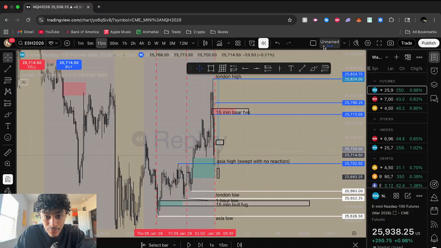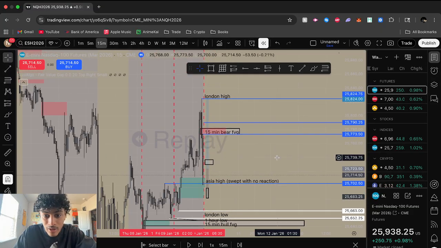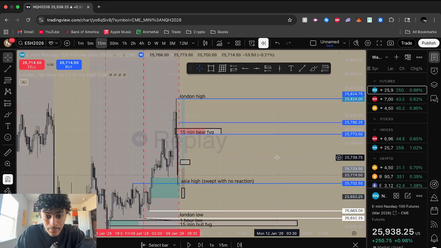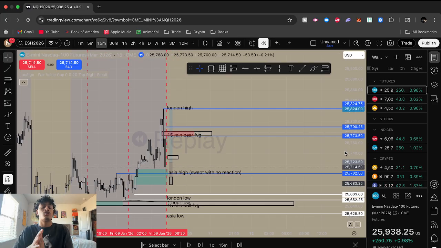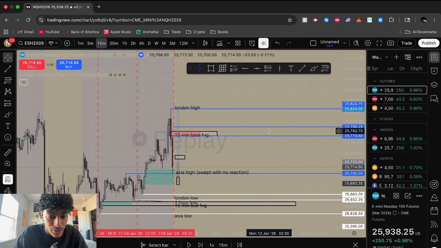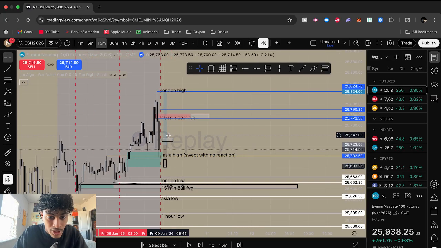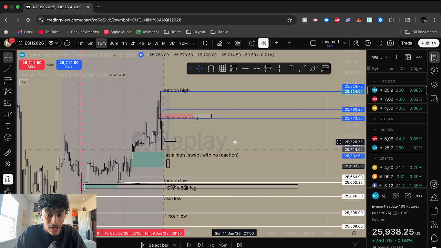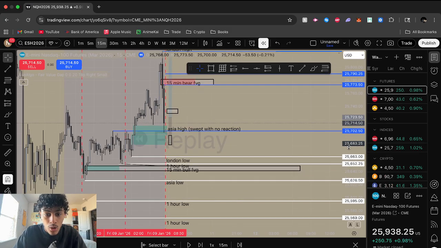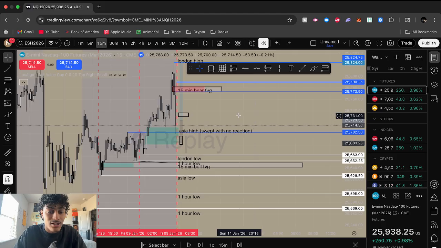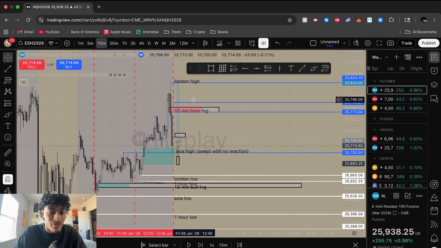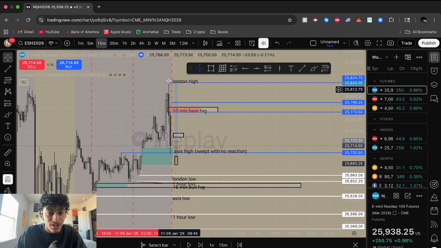So first things first, when I go into the 15-minute time frame, I want to see inversions, right? Now that we've identified our draws and liquidity and we know where we want to go for the day, on Friday I wanted to go towards the downside. So what identifies as a strong fair value gap versus a weak fair value gap, and what type of inversions do I want to see to take trades?